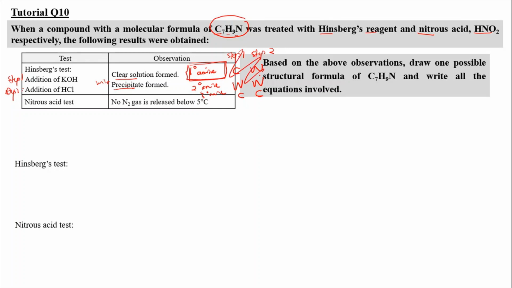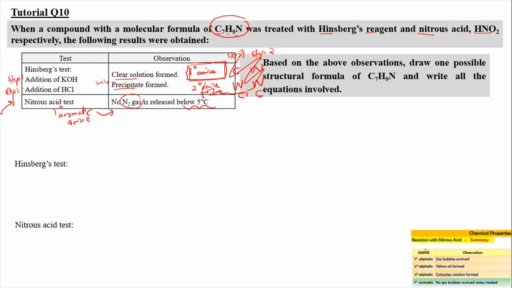Okay, only we don't know whether it is a primary aliphatic amine or a primary aromatic amine. So we have to look at the next test here, which is the nitrous acid test. So for the nitrous acid test here, they will observe no production of nitrogen gas below 5 degrees Celsius. Okay, so this observation refers to the primary aromatic amine. Okay, and the summary of the nitrous acid test can be seen here.